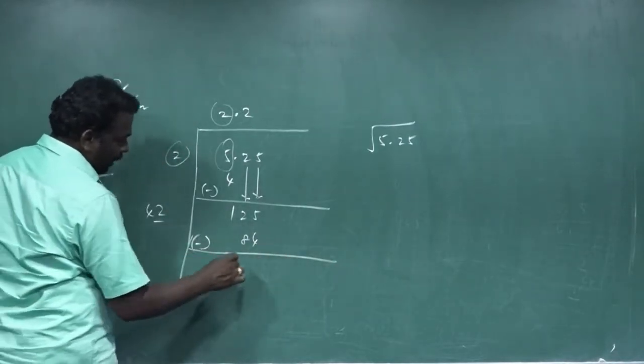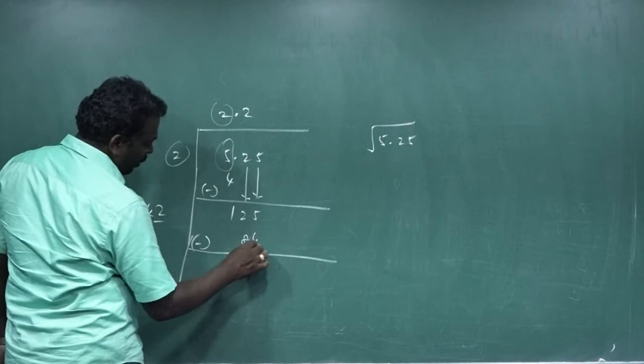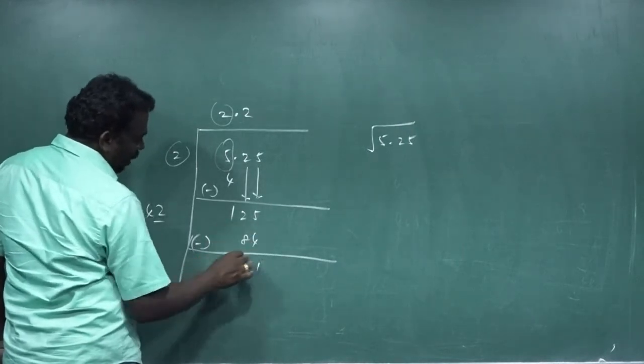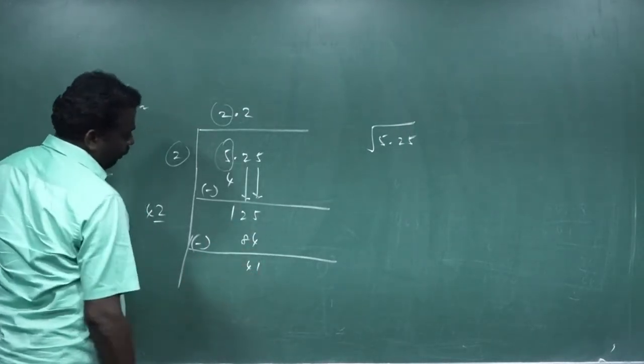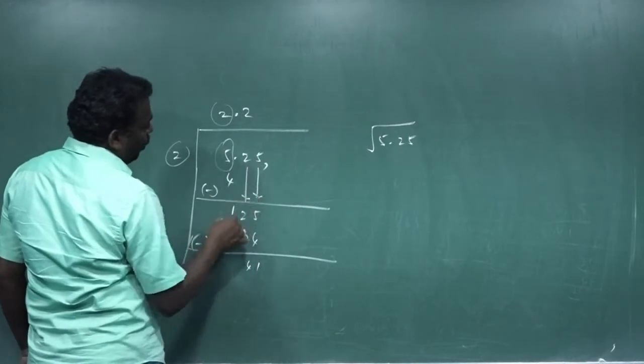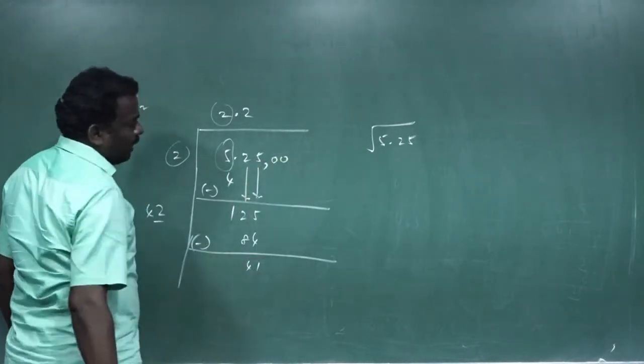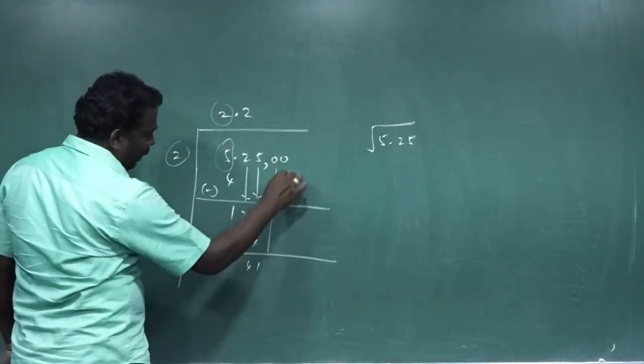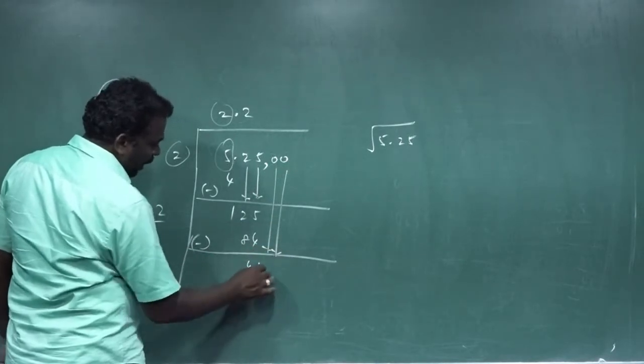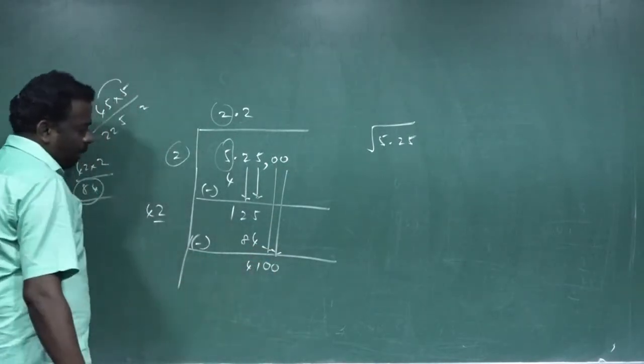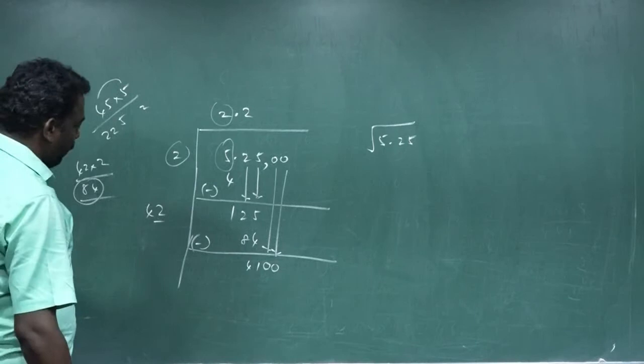Again we want to subtract. 5 minus 4 equal to 1. Then 12 minus 8 equal to 4. And next we take a pair of zeros and bring them down. It is the next pair of zeros. Now we have the number 400, it is 100.